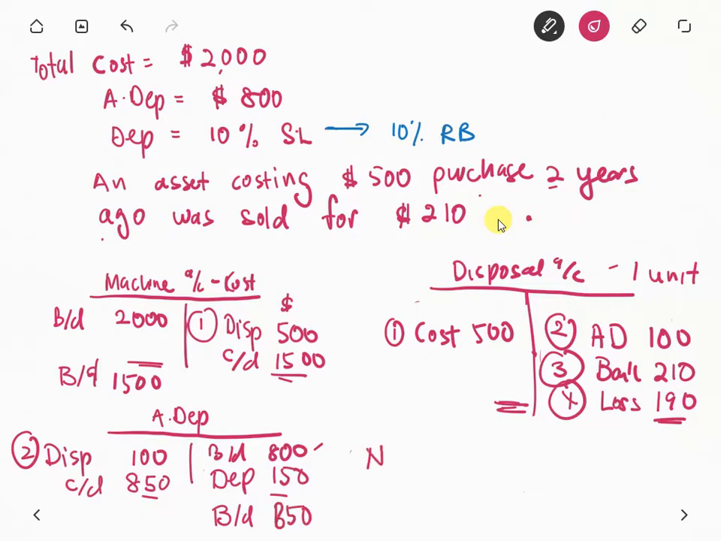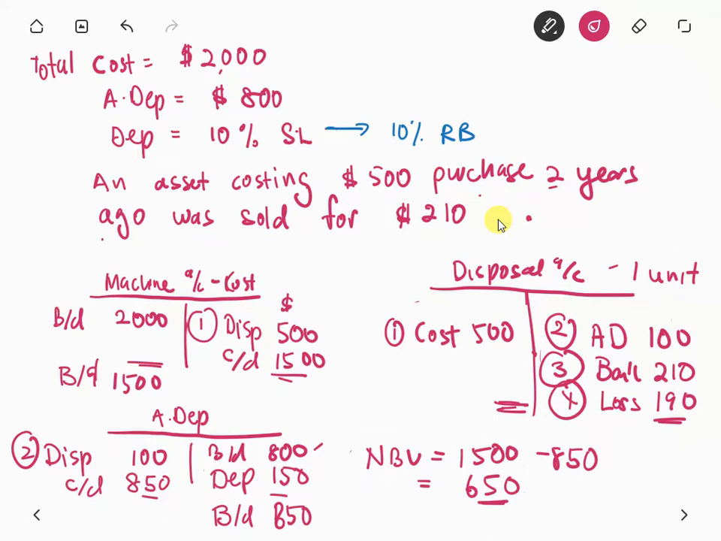What's my net book value? Cost less 85. Done. Okay.